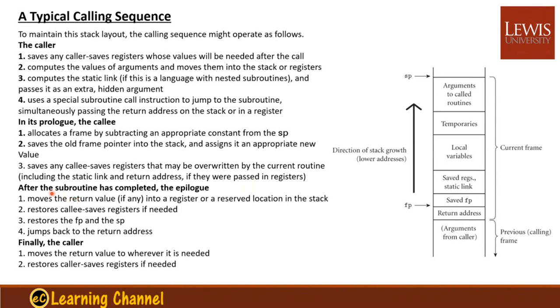After the subroutine has completed, the epilogue will be executed. Move the return value to a register or a reserved location in the stack. Restore callee-save registers if needed. Restore the frame pointer and stack pointer, so we return to the previous function's call frame, and jump back to the return address. Finally, the caller moves the return value to wherever it is needed and restores the caller-save registers if needed.